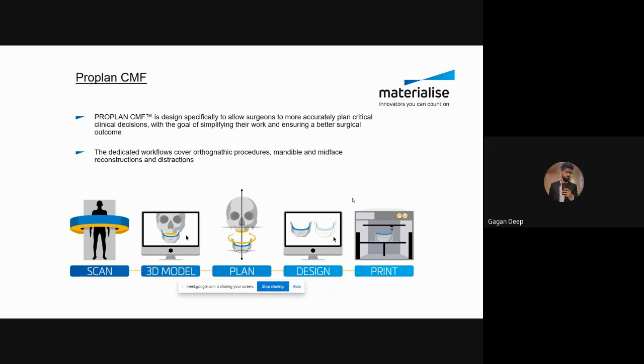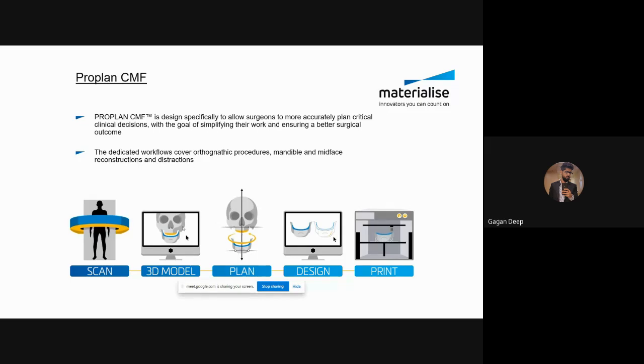So this is the typical workflow of our ProPlan software. It's basically a planning software. You have a CBCT of the patient. You can import that into our software, which helps you convert the 2D images into a 3D model. Once you have that model, you can use the ProPlan software in the third stage here, where you can plan your surgery. The surgeries which you can do using the ProPlan software are orthognathic, reconstruction, and dissection. These three surgeries you can plan in the software.